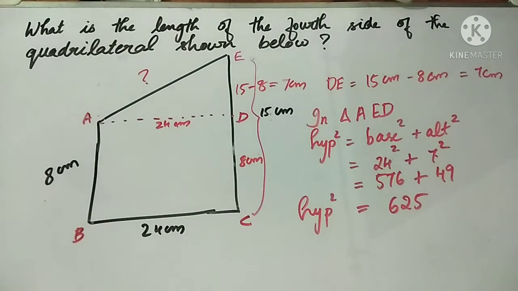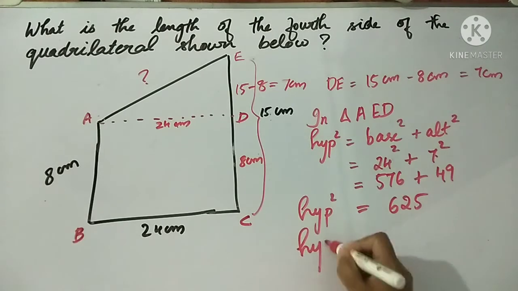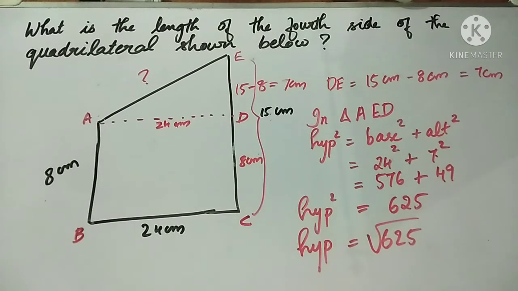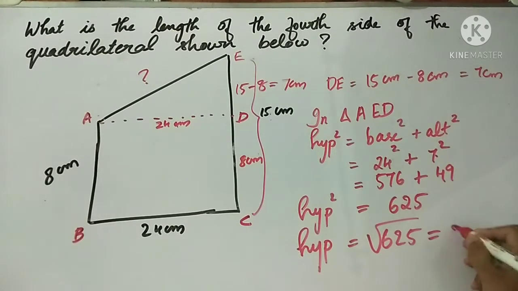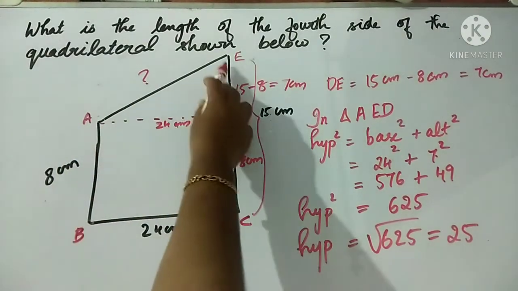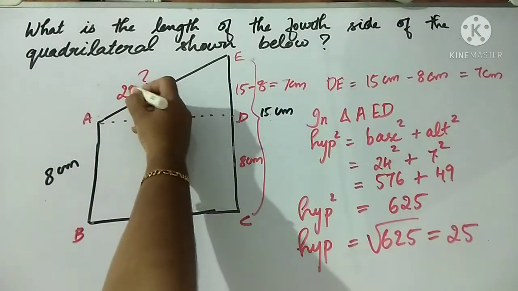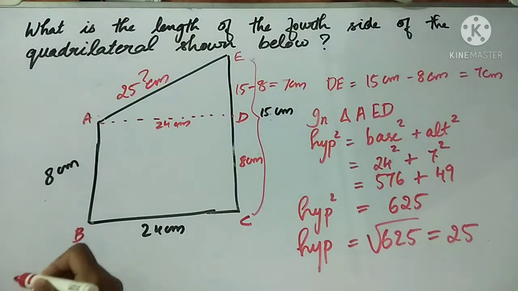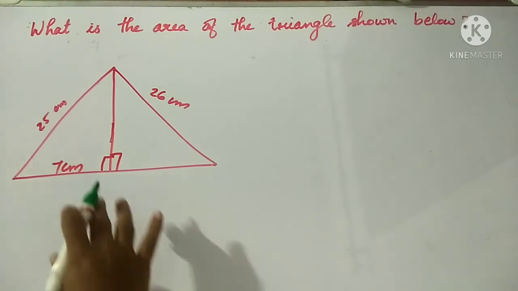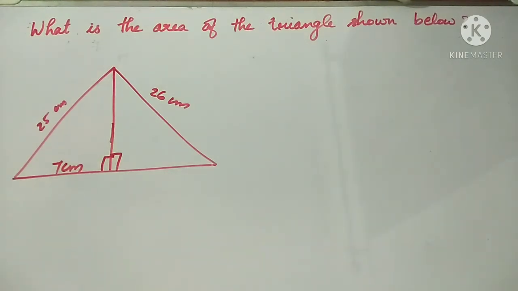We need hypotenuse. What is hypotenuse? So to find hypotenuse, we need to take the square root of 625. Square root of 625 is equal to 25. So the length of the fourth side of the quadrilateral is 25 centimeter. Next question, what is the area of the triangle shown below? Here we can see a triangle. We have to find the area.